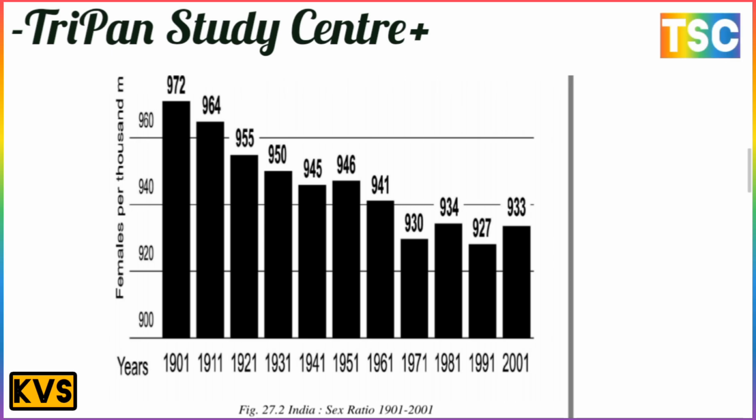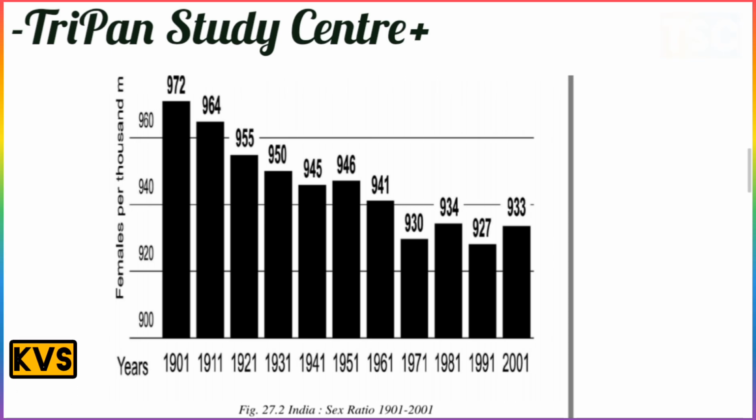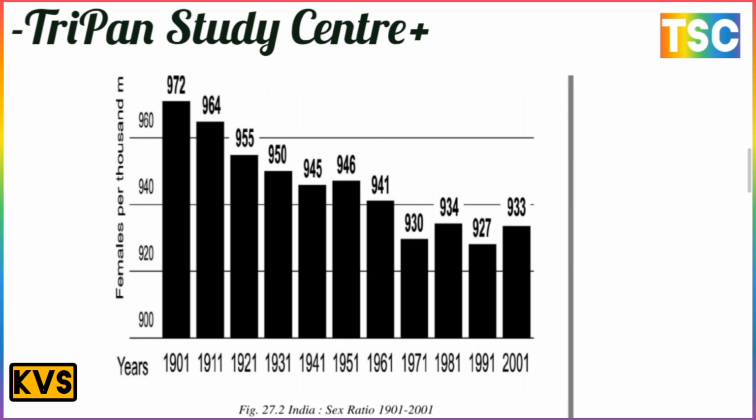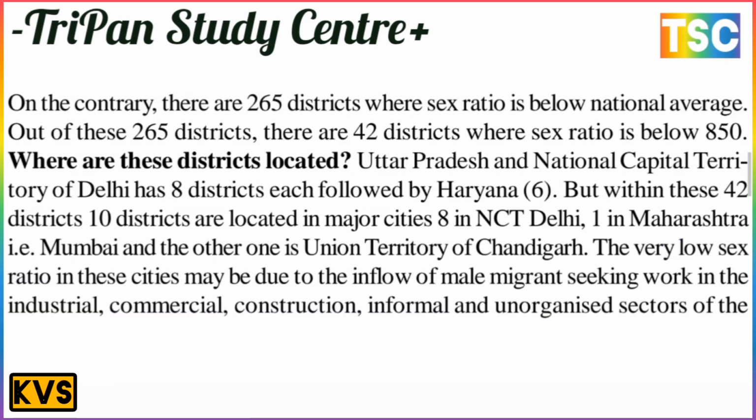There is a most important point here: 1901 is the maximum, 972 females per thousand males, but it is very low in 1991. In 1991 it is very low, but in 1901 it is very high. This is the Indian sex ratio shown here.